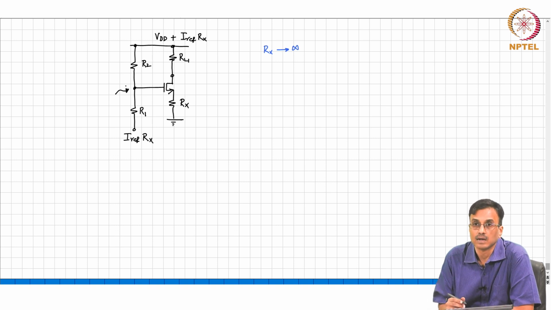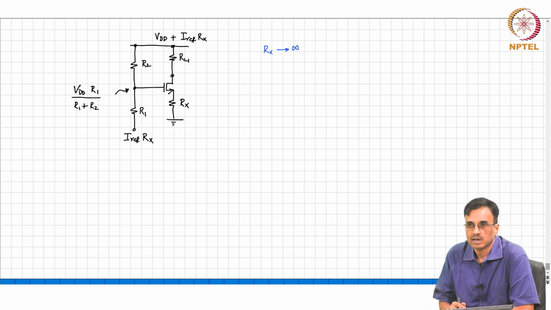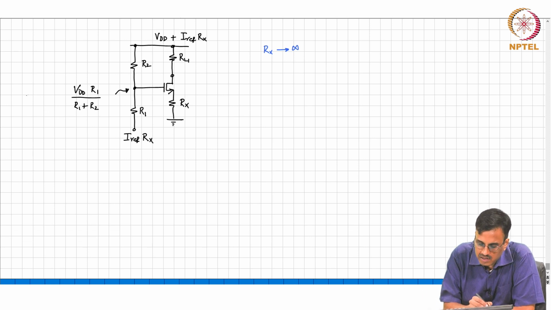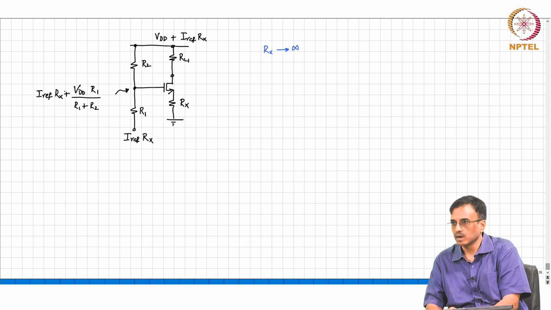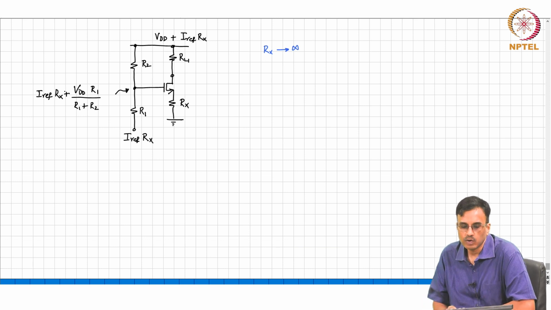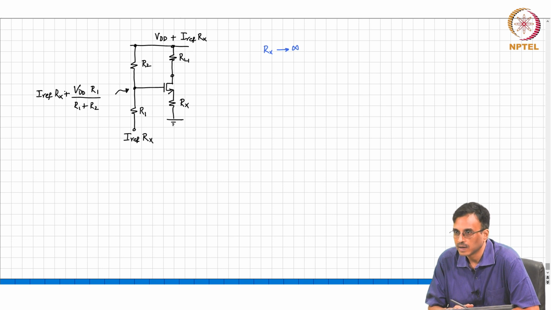What was it previously? It was VDD times R1 over R1 plus R2, and now because we have moved everything up by the same amount, this potential will automatically be Iref times Rx plus VDD times R1 by R1 plus R2. All right. So, now if you look at this circuit, what do we see? Well, this whole notion of Iref does not make any sense at all anymore, right.